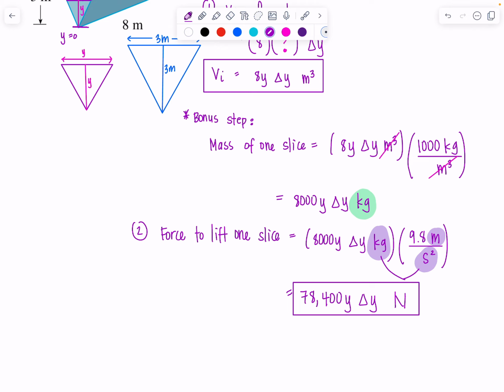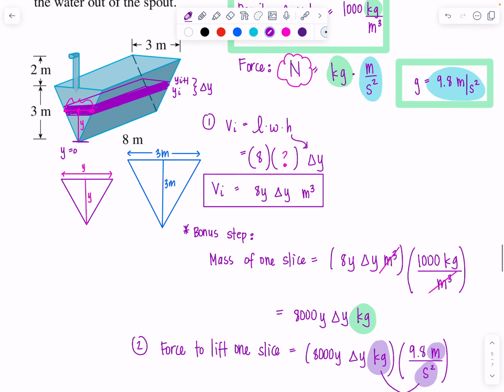Okay, now we're proceeding as usual. What's the distance that the layer y sub I needs to move to get out of the tank? Okay, a little funky twist here.